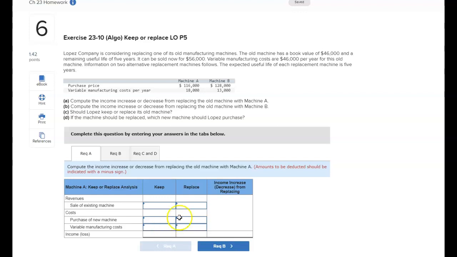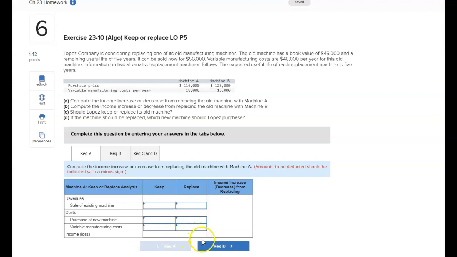So that's what you'll enter for the variable manufacturing cost over the remaining useful life, in the keep column. In the replace column, it'll be the proceeds from selling the current machine. So that'll be a positive number. And then the cost would be the purchase price of the new machine. And then you would also take the variable manufacturing cost per year of the replacement machine, multiply it by the number of years that we're looking at. And again, that would be entered as a negative number.